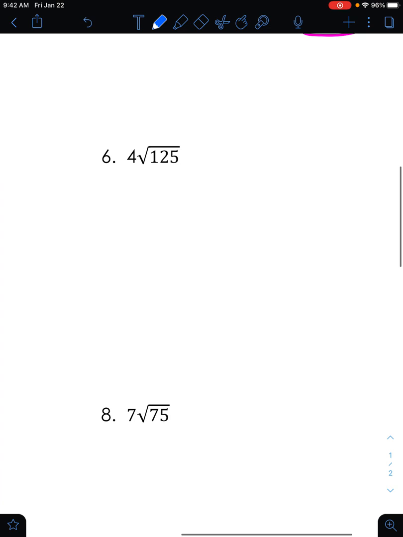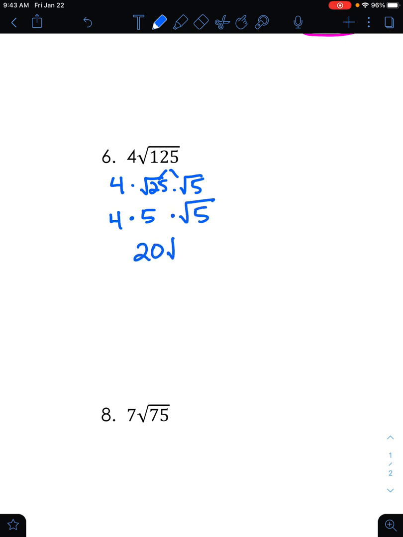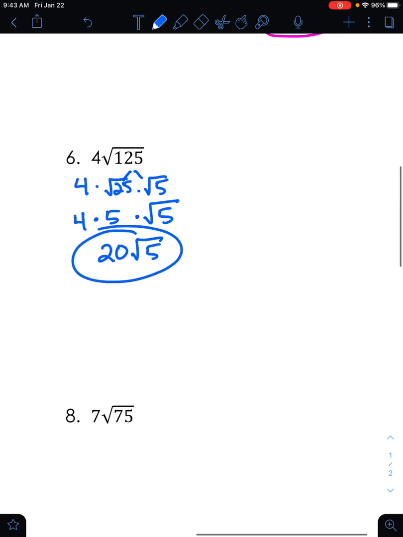Okay, number 6, 4 stays out in front. 125 is going to be 25 times 5. So that is underneath the radical right now. 4 is coming down. The square root of 25 is 5. Square root of 5 stays. So I end up with 20 times the square root of 5.